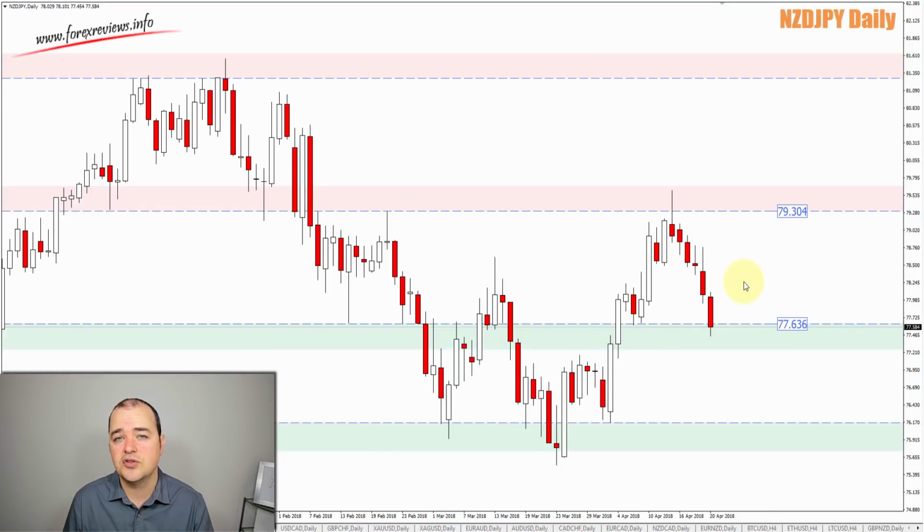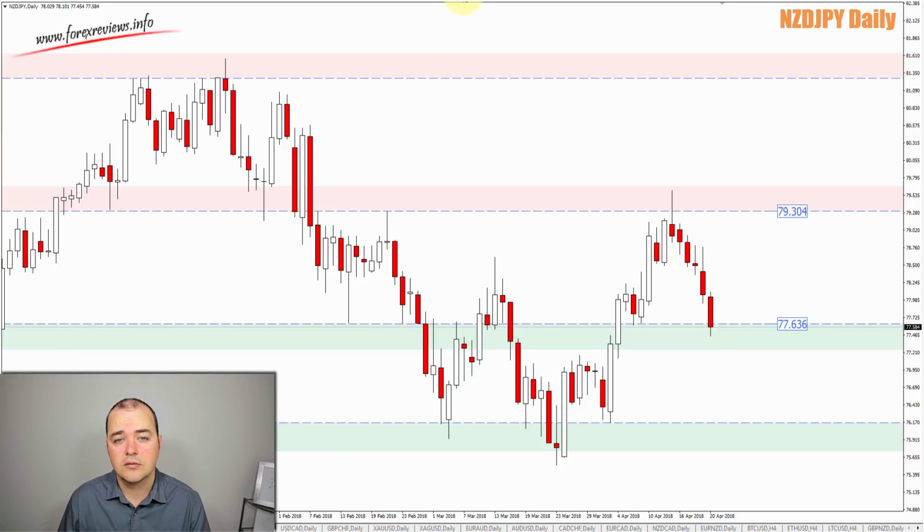Okay, next pair I'd like to highlight is NZD/JPY, and I'm on the daily chart. Now at the moment, NZD/JPY is in an uptrend. Recently in price action, this market broke above and closed above the 77.63 zone area, moving all the way up to the 79.30 zone area before the bears took control and gave a pullback to the downside. And now price action is testing the 77.63 zone area.